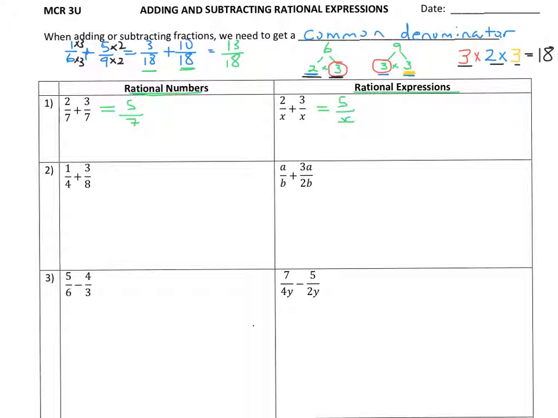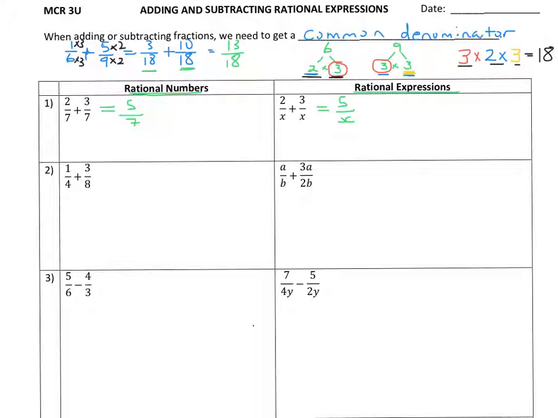Question 2, we don't have a common denominator here. 8 is really 4 times 2. That means that I could take this 4 and times it by 2 to get that common denominator of 8. But again, we've got to times both the top and the bottom by 2.